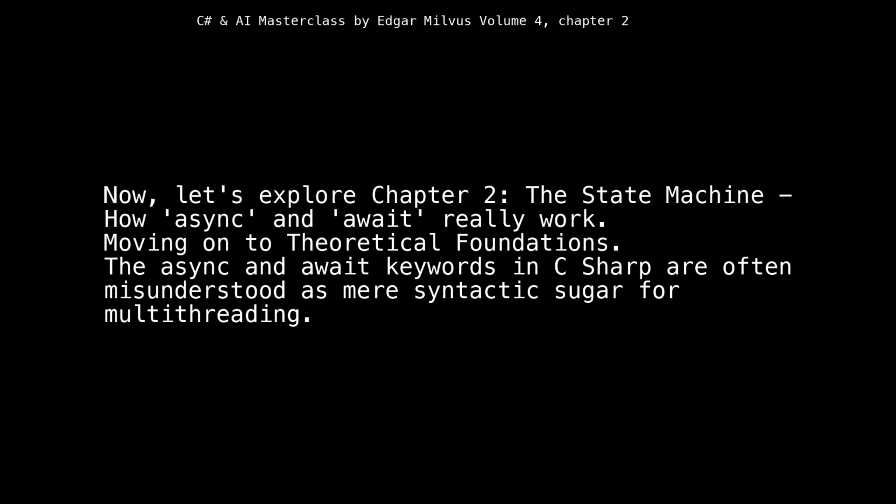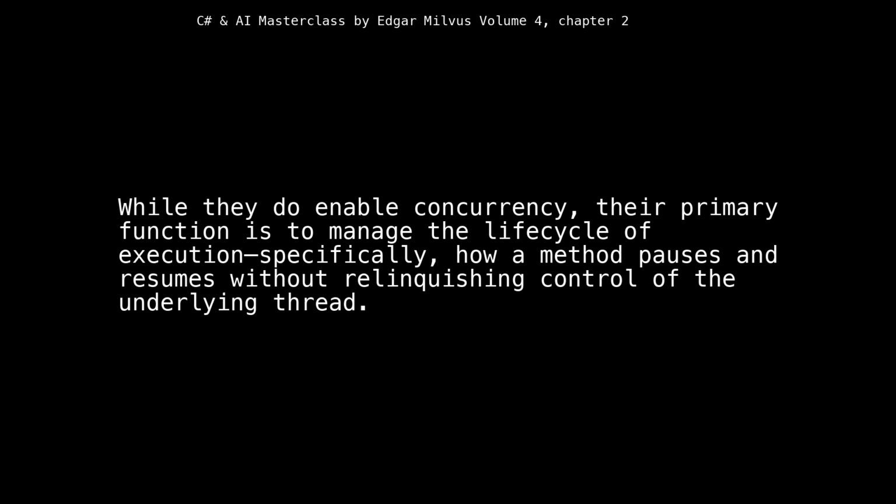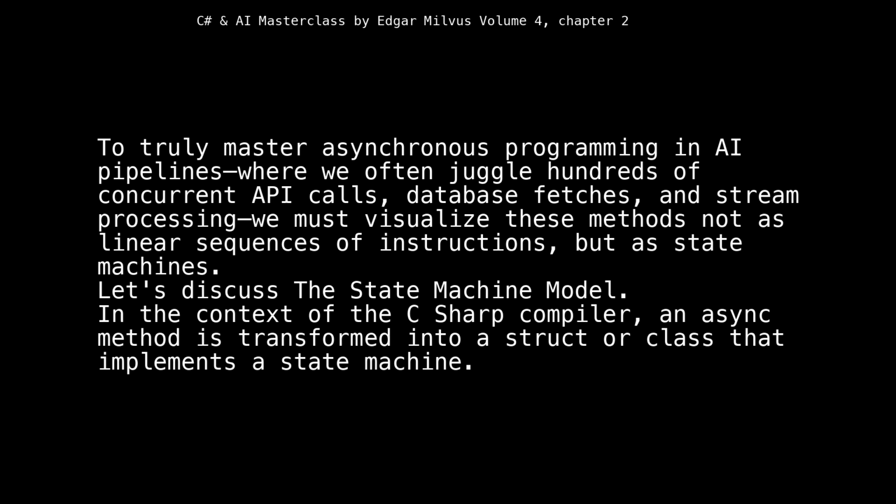Moving on to theoretical foundations. The async and await keywords in C# are often misunderstood as mere syntactic sugar for multithreading. While they do enable concurrency, their primary function is to manage the lifecycle of execution, specifically, how a method pauses and resumes without relinquishing control of the underlying thread. To truly master asynchronous programming in AI pipelines, where we often juggle hundreds of concurrent API calls, database fetches, and stream processing, we must visualize these methods not as linear sequences of instructions, but as state machines.